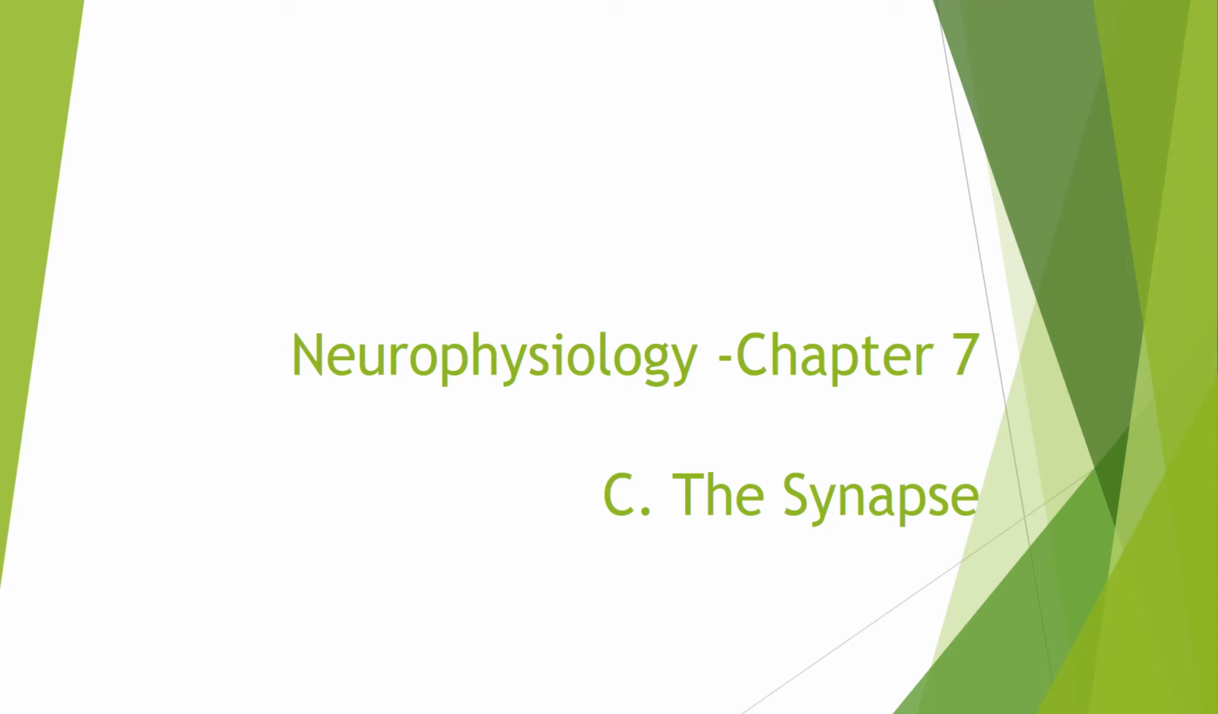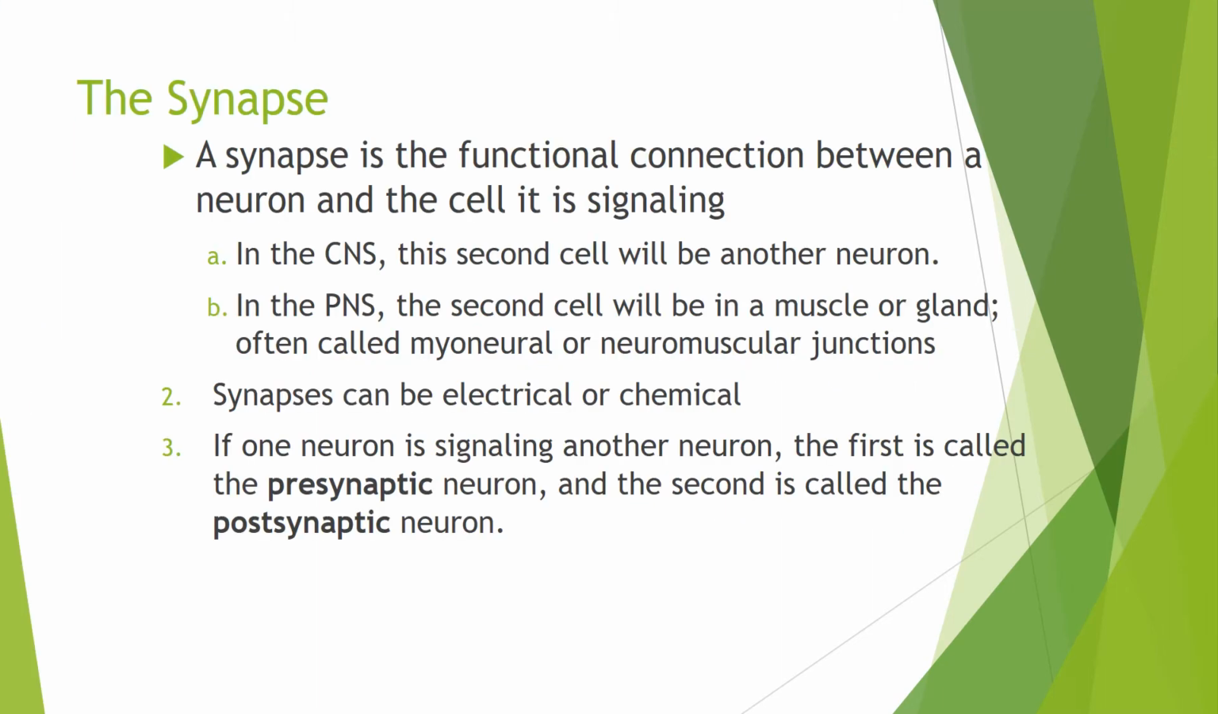All right, the third section for chapter 7 now, we're looking at the synapse. The synapse is a functional connection between neurons and the cell that it signals. Within the central nervous system, this occurs between two neurons or several neurons between each other. In the peripheral nervous system, this occurs between a neuron and some type of muscle or gland.